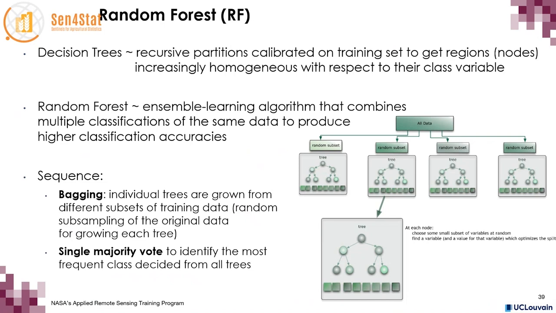Building a large number of trees led to the random forest, which is an ensemble learning algorithm that combines multiple classifications of the same dataset to produce higher classification accuracies. The random forest proceeds by bagging. Bagging will proceed with different subsets of training data and subsets of features, which allows avoiding the overfitting of the models. The bagging will build a large set of trees, and we will conduct a single majority vote to identify the most frequent class decided from all the trees for a given pixel. This random forest will make use of the in-situ data to be able to build its model.